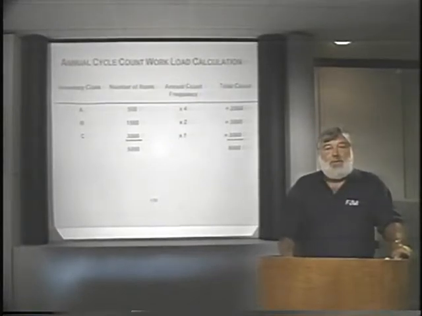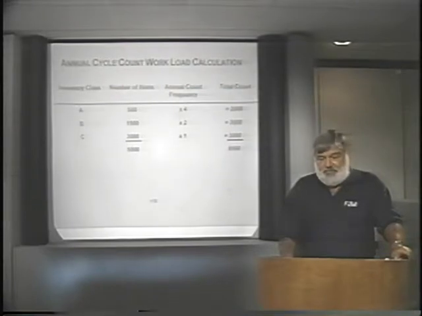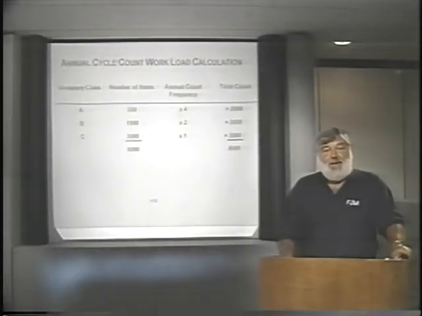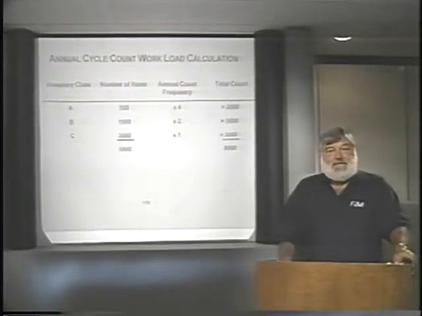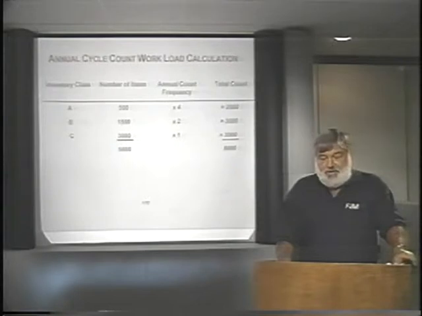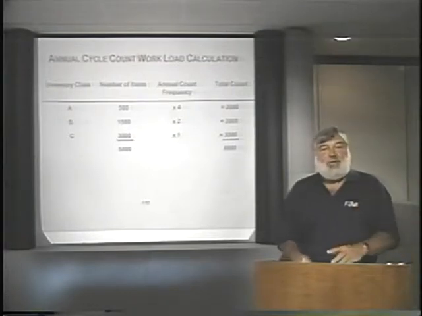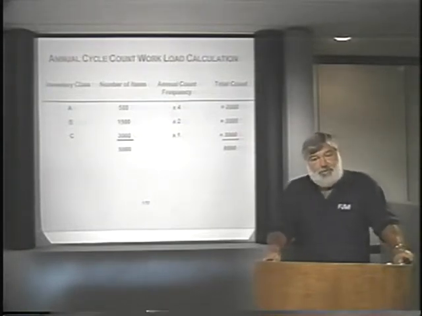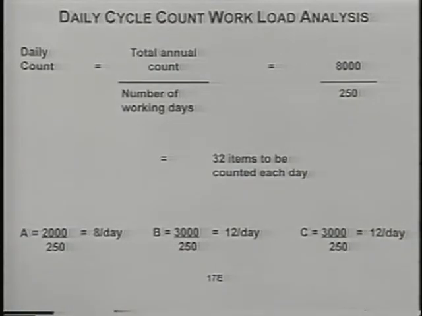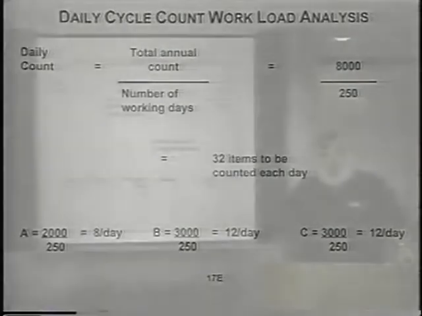We're going to take the minimum counts as provided by the CPA profession, and we're therefore going to multiply that count by the number of items that are in the inventory system. And if you see over on the right-hand side, we're going to count 2,000 A items over a year, 3,000 Bs, and 3,000 Cs. We therefore have a total projected annual count of 8,000 counts. And if you turn to page 17E, we're going to divide the total count by 250. That 250 indicates we're working 50 weeks per year, 5 days per week. We're allowing for holidays and so forth. And that means we're going to cycle count 32 items each day.